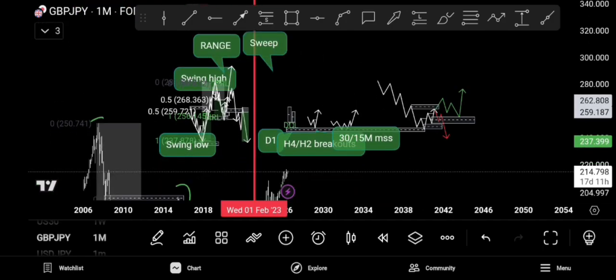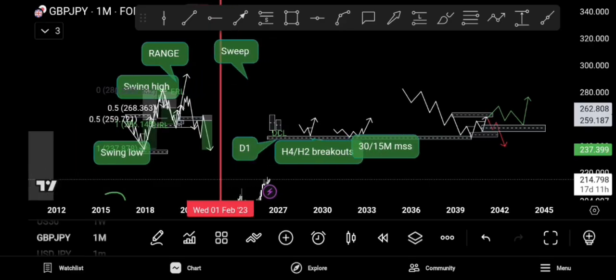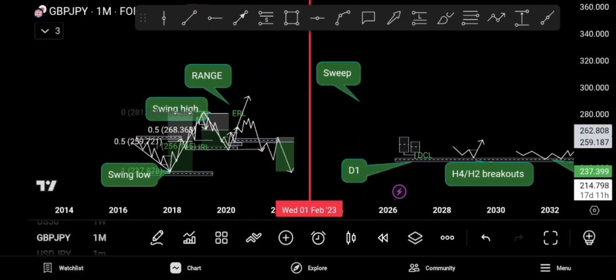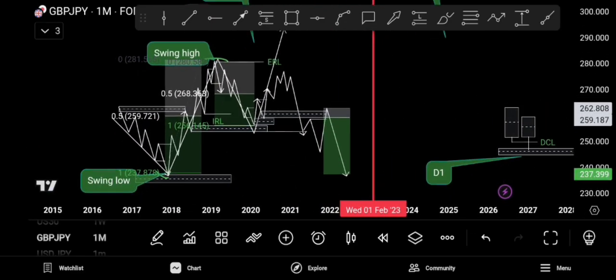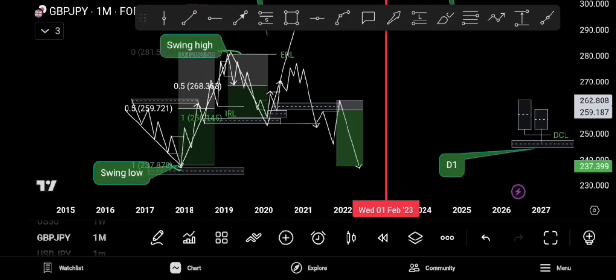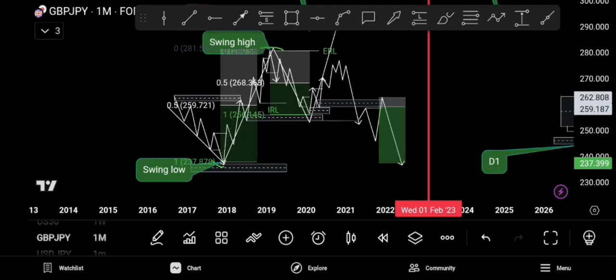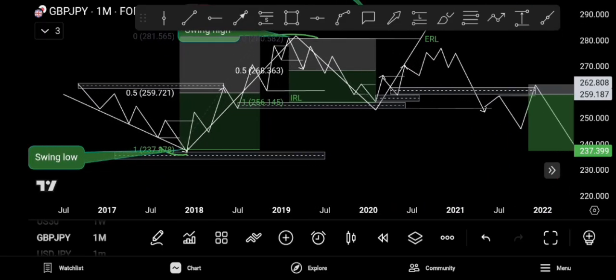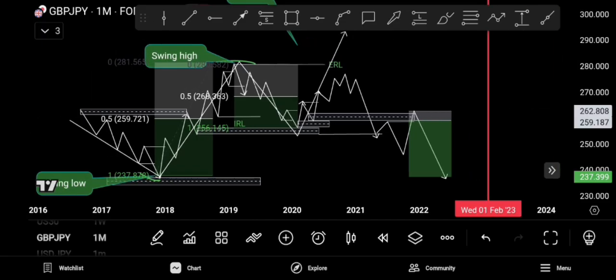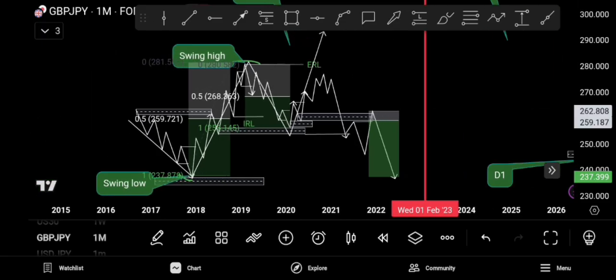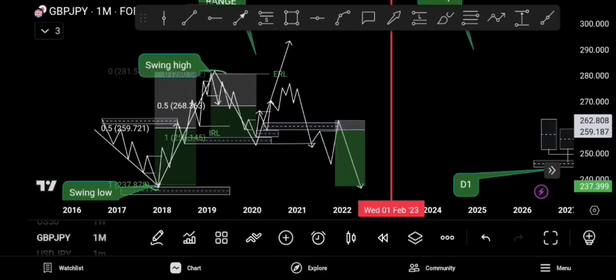So I'm going to go over the process again, step by step. Number one, we identify our range using the premium and discount zone. Always learn how to identify your range. You don't need to be following your structural range. Identify your recent range and your new range. That is one.